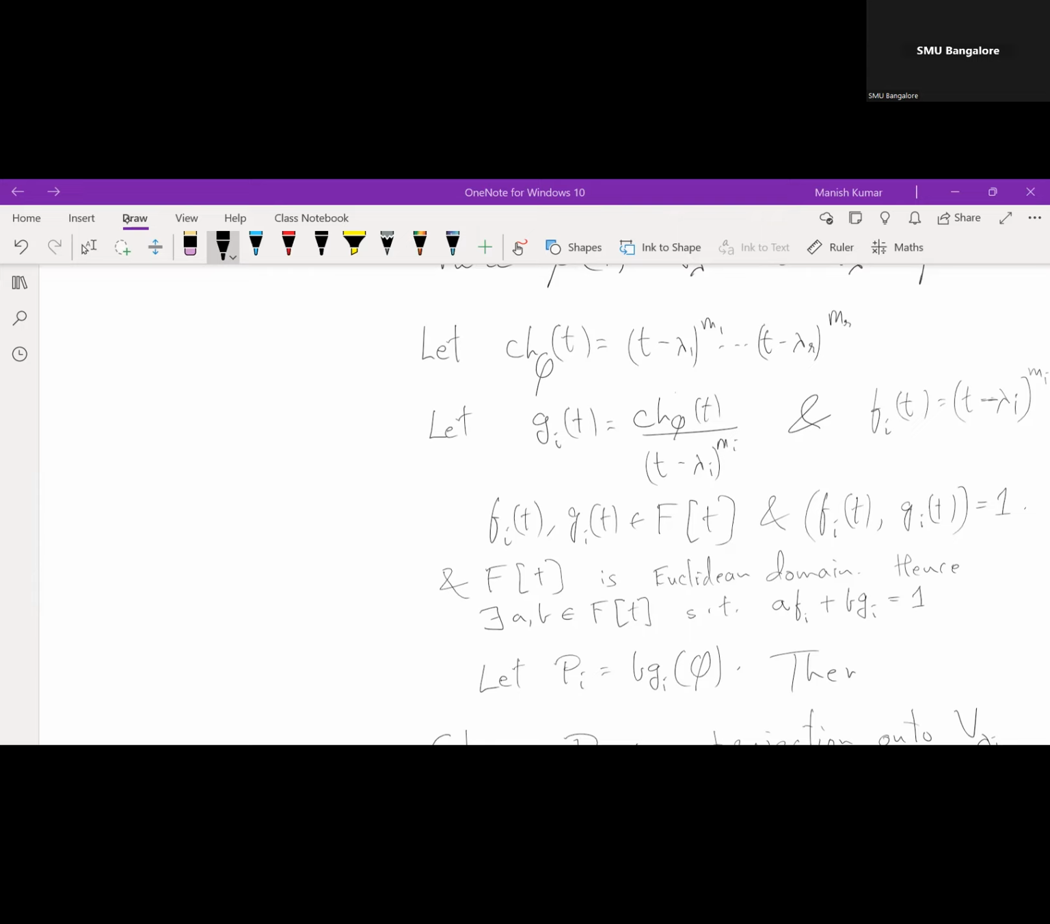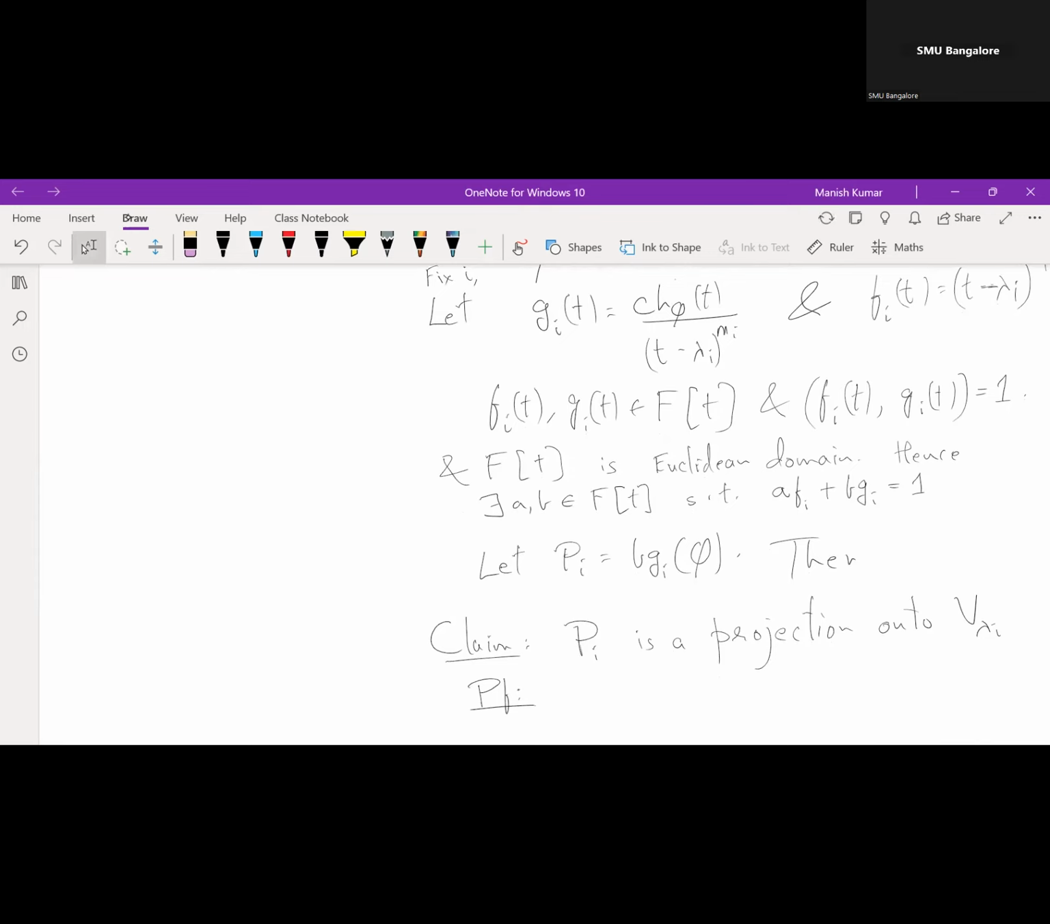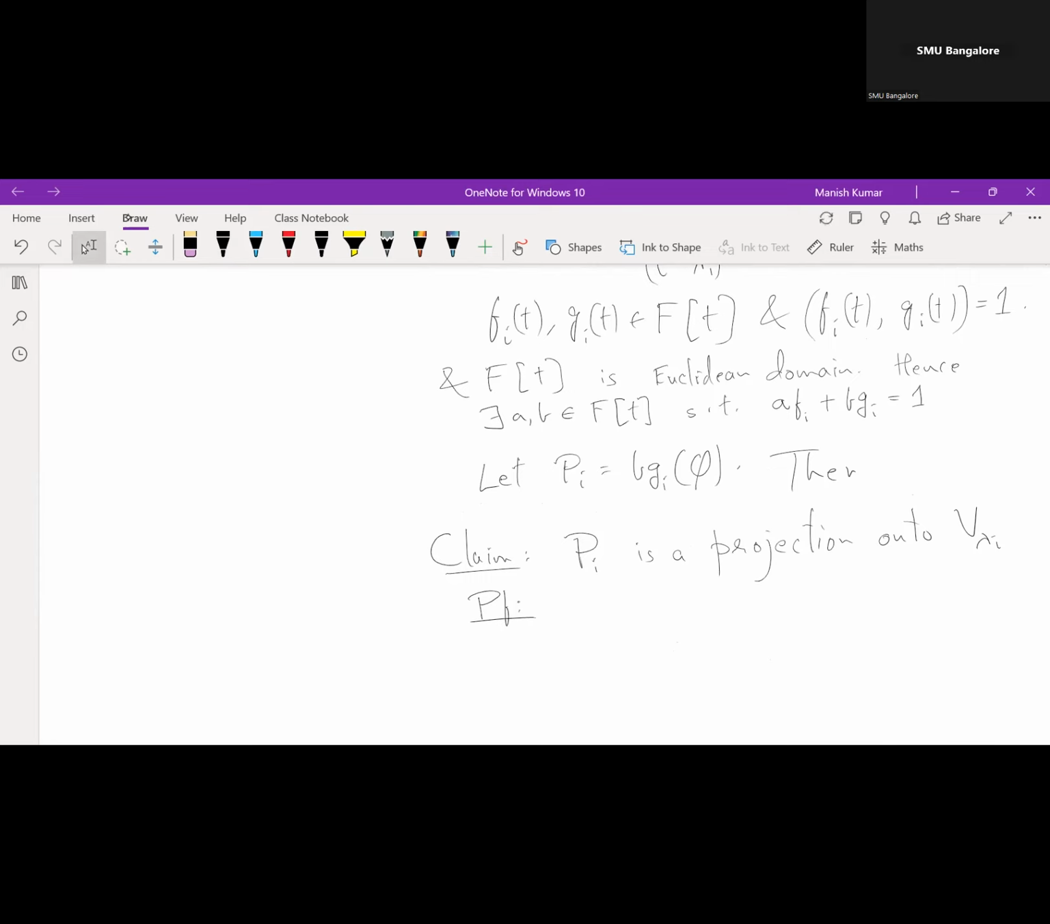But the upshot of all this is you can find polynomials a and b such that a fi plus b gi is 1. Here i is fixed. You fix some i. I could have taken i to be 1 and worked with that. Now I haven't really proved this. Now you consider pi to be b gi evaluated at phi. So b times gi is a polynomial, and you evaluate it at phi.